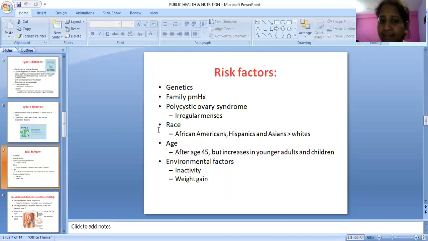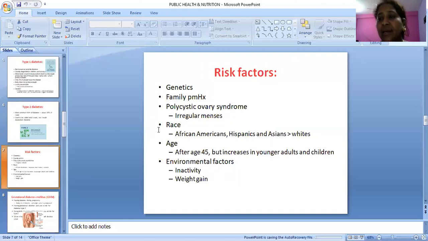Okay, family history. Polycystic ovary syndrome. Some ladies will be suffering from polycystic ovary syndrome, which also causes diabetes mellitus. Next, irregular menses. Menses problems also lead to diabetes mellitus. Some of the races, African Americans, Hispanics, Asians and whites, will suffer from diabetes mellitus.